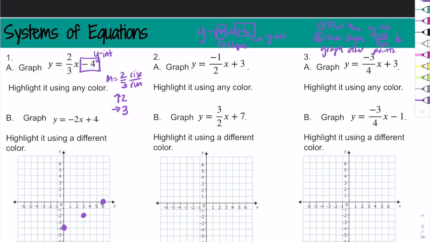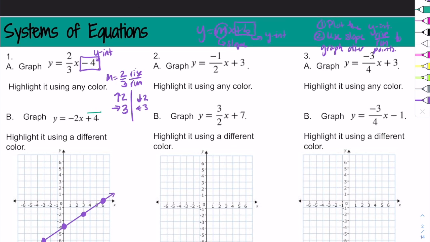I've run out of room going up 2 and right 3, so remember, we can kick it in reverse. Instead of going up 2, we can go down 2, and then we would have to go left 3. So from our y-intercept down 2, left 3, and we can plot one more point. Notice that last point, when we put it in reverse, it still was in line with the other points.